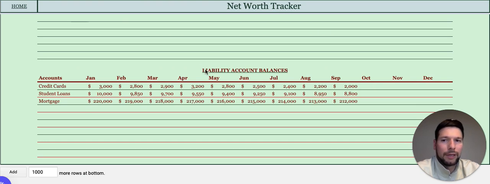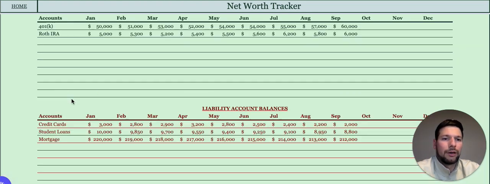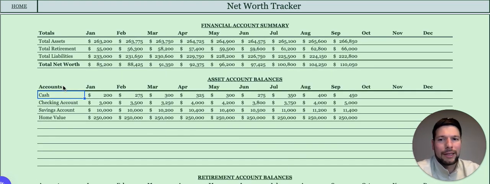And then liability accounts, these are just money that you owe. So do you owe money on credit cards, on student loans? Do you owe a mortgage? What are all the money or all the debts that you owe to other people?